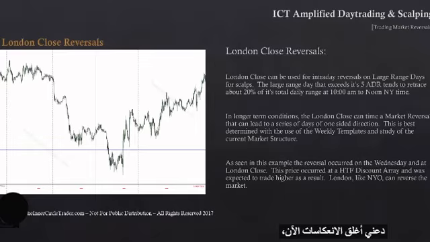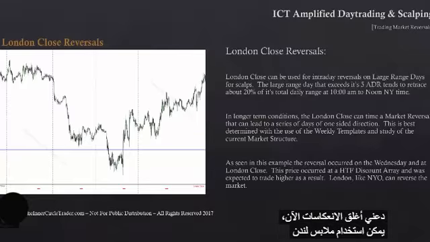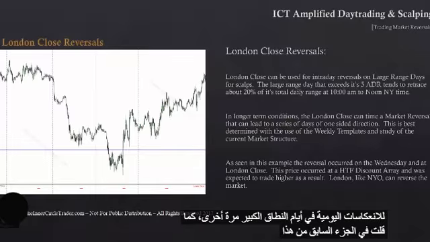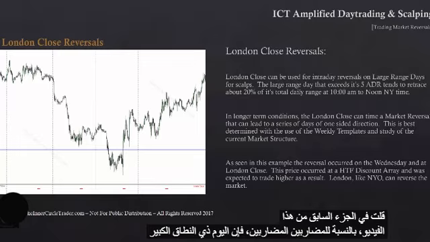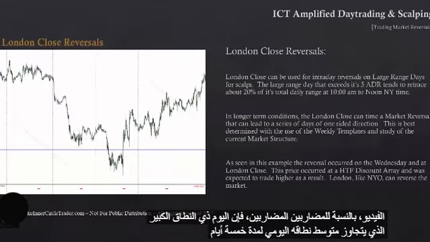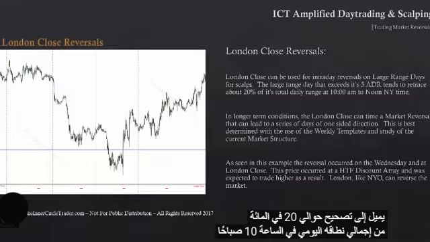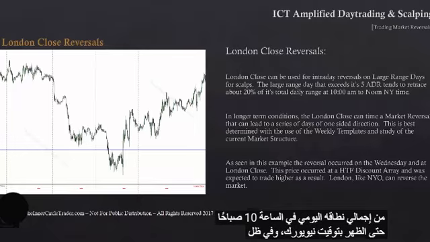All right, London close reversals. Now, London close can be used for intraday reversals on large range days. Again, like I said in the earlier portion of this video, for scalps. The large range day that exceeds its 5-day average daily range tends to retrace about 20% of its total daily range at 10 o'clock in the morning to noon New York time.